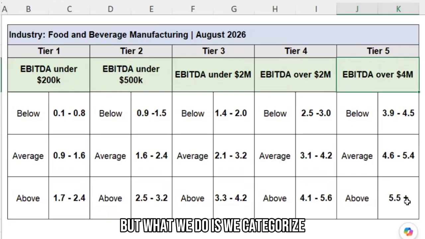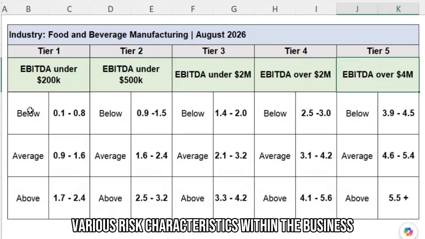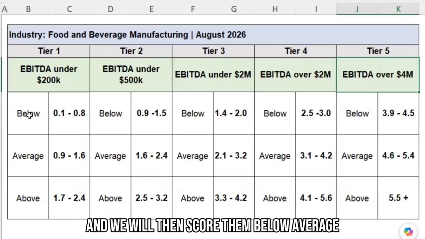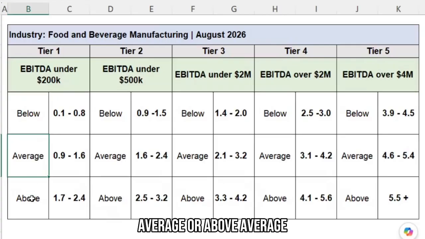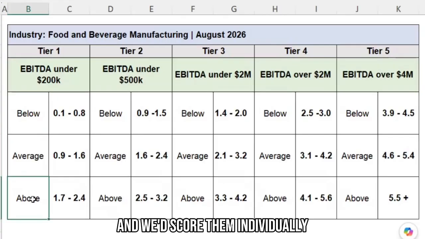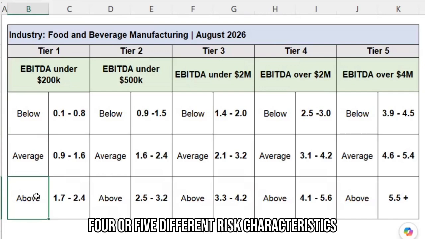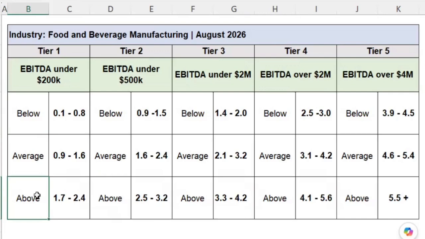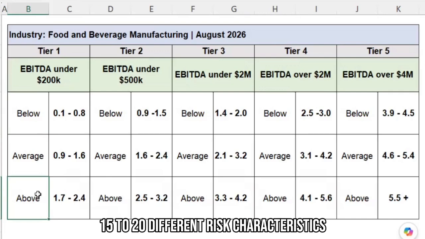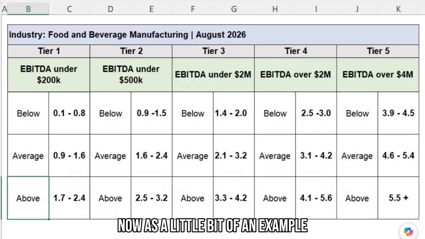But what we do is we categorize various risk characteristics within the business, and we will then score them below average, average, or above average. And we'd score them individually. We might look at 4 or 5 different risk characteristics, or we might look at 15 to 20 different risk characteristics. Let's have a look at them now as a little bit of an example.